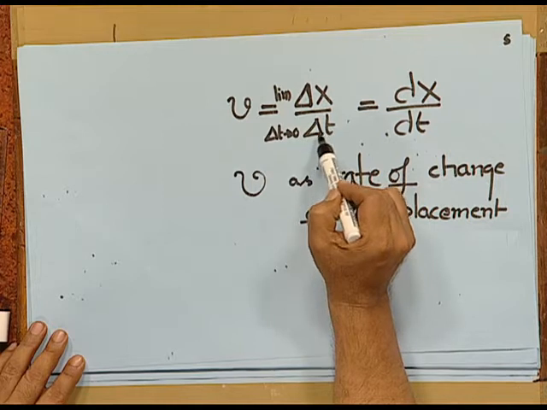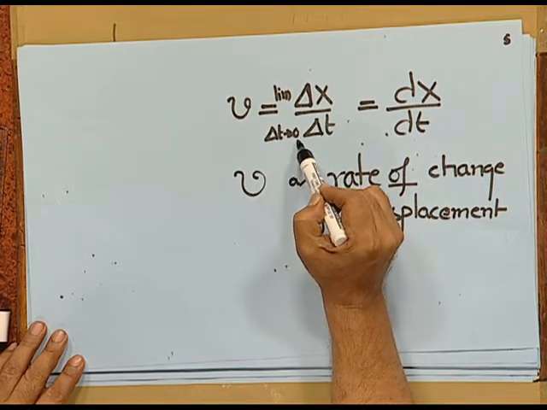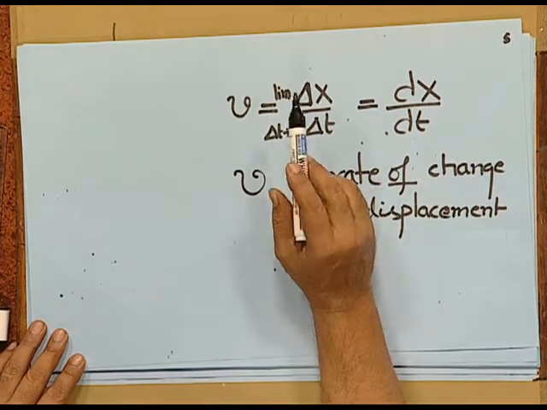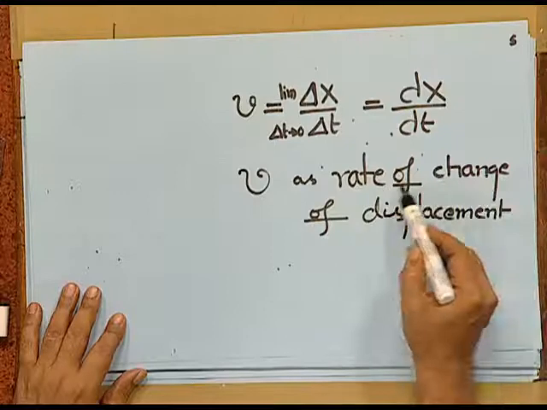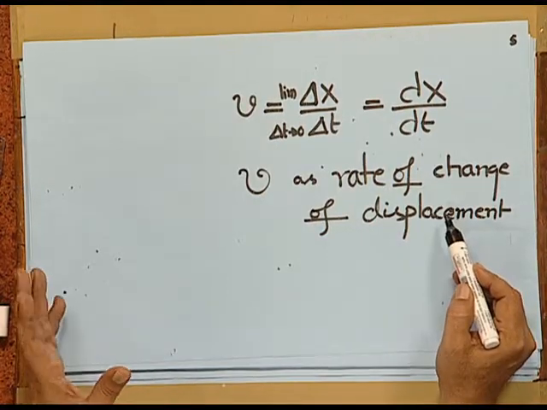When we say instantaneous velocity, it is the limit of delta x by delta t as delta t tends to 0, which is nothing but the slope of the tangent that is drawn at that instant of time on the position-time graph. So, V is called the rate of change of displacement, because delta x is a measure of the displacement. The time rate of change of displacement at a given instant of time is called the velocity at that instant.